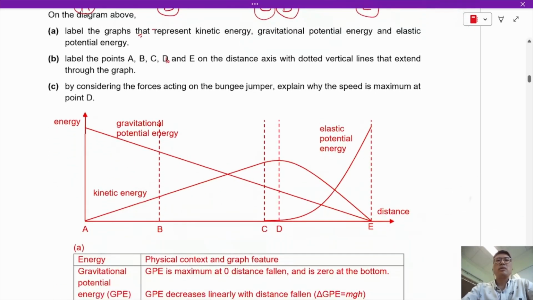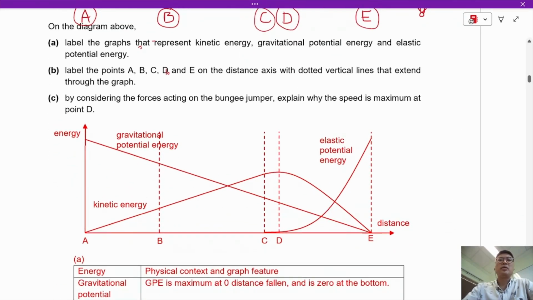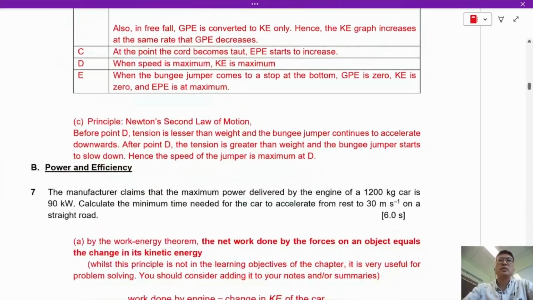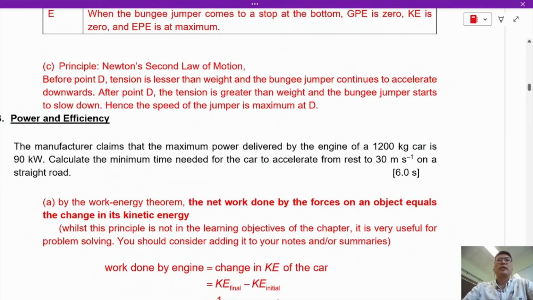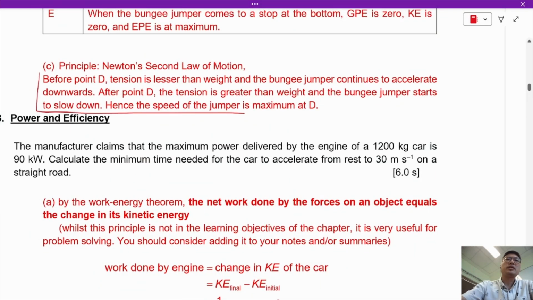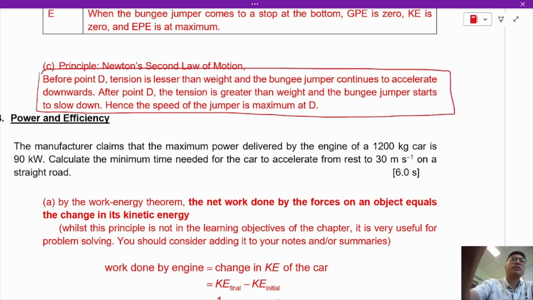Now, by considering the forces acting on the bungee jumper, explain why the speed is maximum at point D. Okay, so before point D, the tension is less than the weight, and the bungee jumper continues to accelerate downwards. After point D, the tension is greater than the weight, and the bungee jumper starts to slow down. Hence, the speed of the bungee jumper is greatest at D.